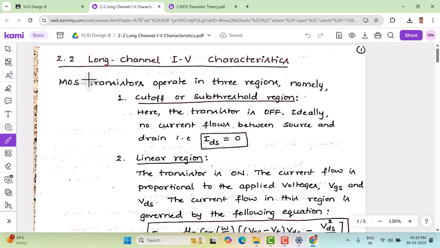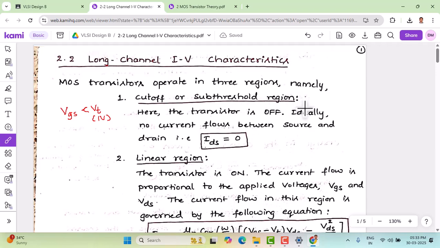First and foremost, let us go through the three regions of operation that we discussed in the previous class. A MOS transistor, metal oxide semiconductor field effect transistor, can be operated in three regions. The first region is the cutoff region, or this can be called the sub-threshold region. In this region, the transistor is considered to be off because the gate to source voltage that we apply, VGS, is less than the threshold voltage. Typically, threshold voltage is 1 volt. Therefore, the transistor is turned off.